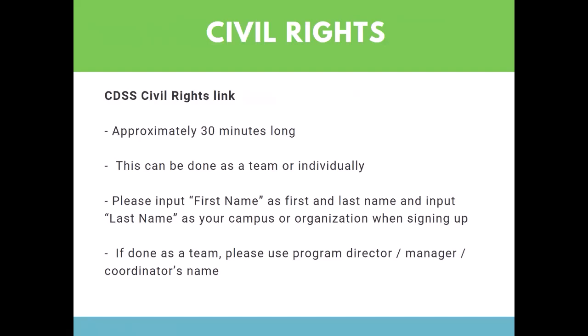So if you click on that link, you'll see that there's a spot for first name, last name, and I believe email. So in order to track this from the state side, please input the first and last name as the first name, and then input your campus or organization as the last name when signing up. That sounds a little confusing, but that's just the way that we're able to track it statewide when there's not that extra space to enter that campus or organization. So if you have any questions about that, please reach out, because I know that that is worded a little funny.